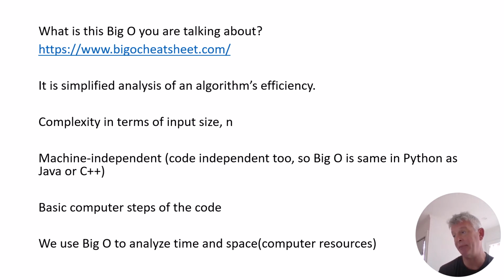Big O is machine independent. It's very code independent too. So big O in Python is the same as Java and C++. So it doesn't matter. Big O is code independent and machine independent. It doesn't matter what machine you run it on. It's still the efficiency of that. It's the basic computer steps of the code. And we use big O to analyze time and space computer resources. So big O is used for computer resources.